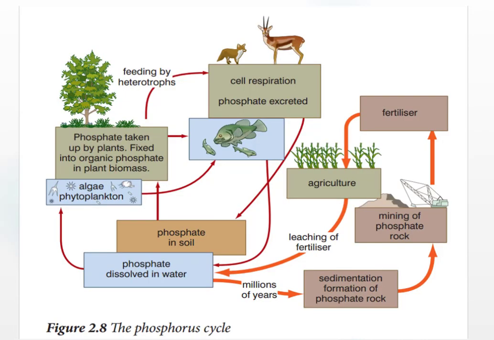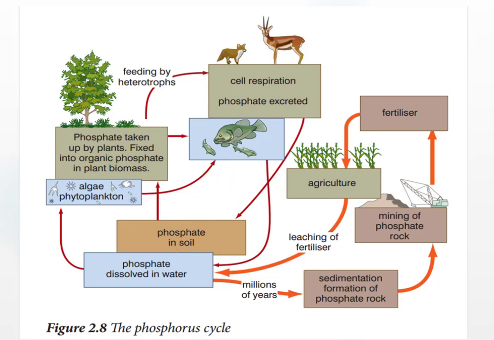As you can see from the diagram, phosphate is taken up by plants from the soil and fixed into organic phosphate in the plant's body. Then when animals eat plants, they get this phosphate through feeding and digestion. When all these organisms excrete and die, decomposers break open or decompose these phosphorus-containing organic compounds and release phosphorus in the form of phosphate to soil and water.